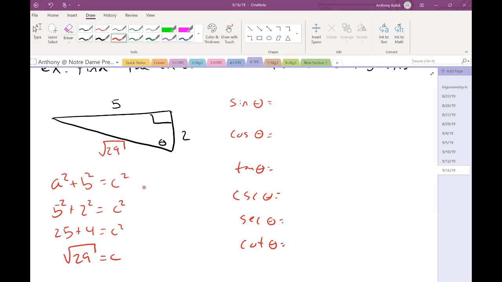So what is the ratio for sine? Opposite over hypotenuse. So relative to the theta we're given here, which side is the opposite? 5. And the hypotenuse we just found is the square root of 29. Everybody feel okay here?